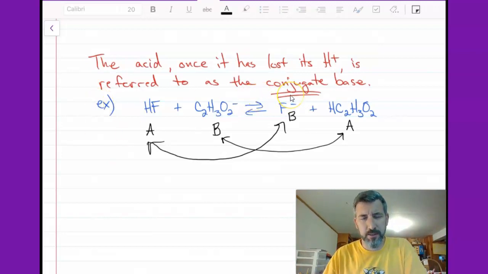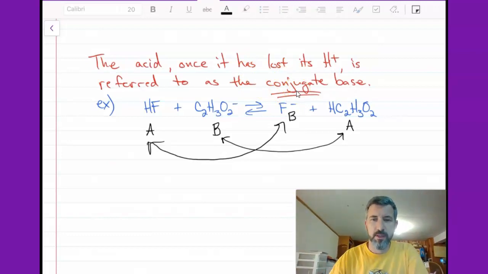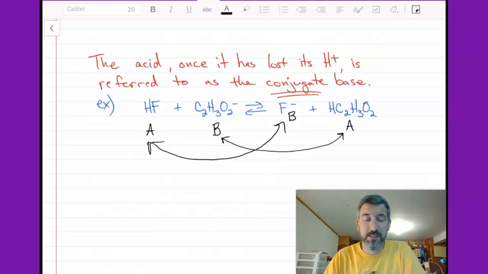Now this word conjugate, it says, so the acid, once it's lost its H plus, its proton, is referred to as the conjugate base. So you might be familiar with the word conjugate in Spanish language classes, but in the case of chemistry, conjugate simply means that the two substances are one H apart from one another. Okay, so if I have HF as my acid on the left side of the equation, its conjugate will be found on the right side of the equation, and essentially it's going to be the substance that's just one proton different from it. And the conjugate of an acid will always be a base.